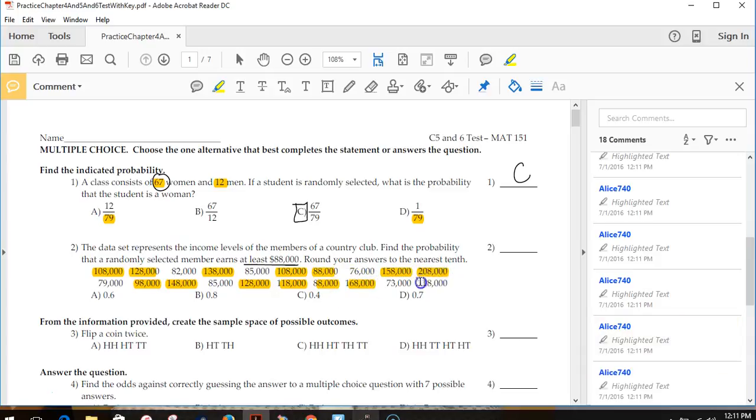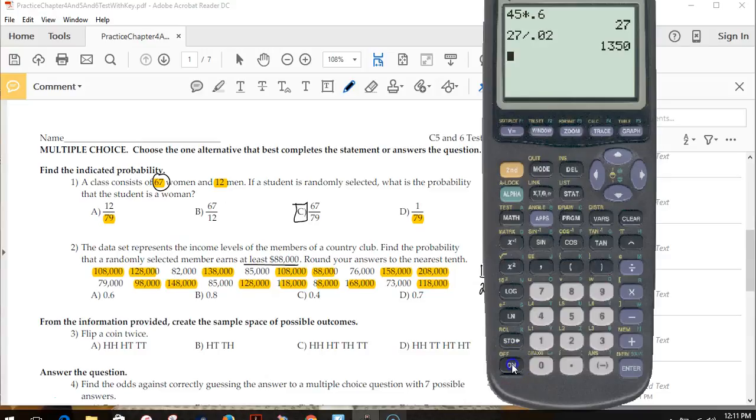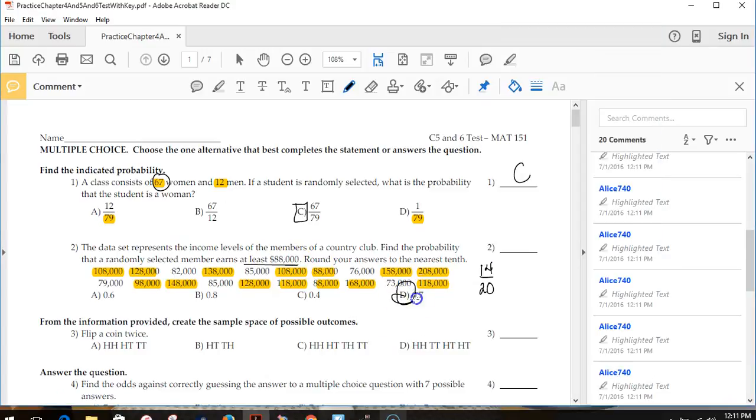It looks like we have a pretty good chance, right? Out of 2, 4, 6, 8, 10, 12, 14, 16, 18, 20, I have 3, 4, 5, 6, 7, 8, 9, 10, 11, 12, 13, 14 out of the 20. And you can use your calculator to help you out. 14 divided by 20, about a 70% chance, so D.